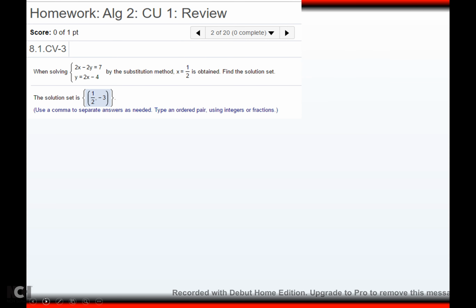be a solution. Okay, so it says when solving this system by the substitution method, x equals 1/2 is obtained. Find the solution set. So they're telling me that x is 1/2. I could solve this whole thing myself, take this y, substitute it in for this y, and solve it. But they already told me that x is 1/2. So if I already know that x is 1/2, it doesn't matter what side you put it on, you plug it into the other one. I plugged it into this one because it looks simpler.